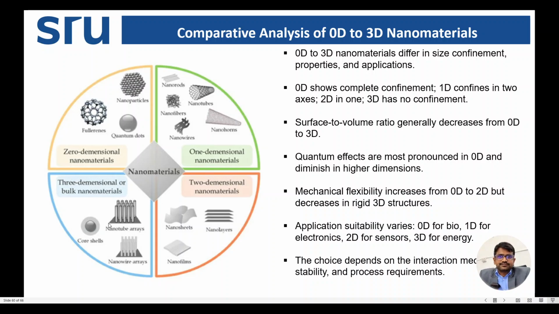Then two-dimensional materials. Core-shell nanorods and core-shell nanowires, nanorods and nanowires all come under one-dimensional materials. Next, two-dimensional materials.